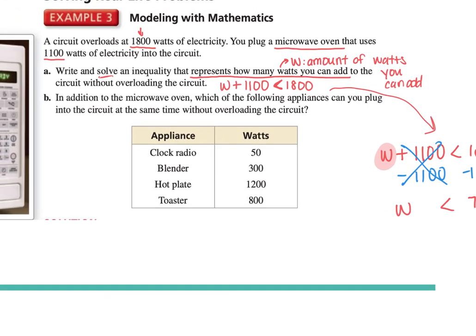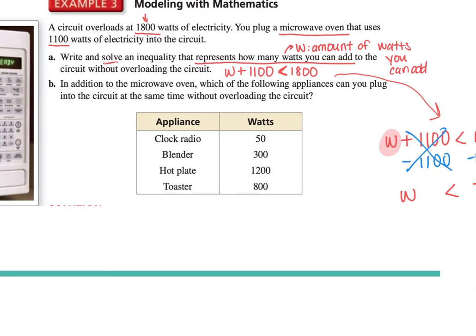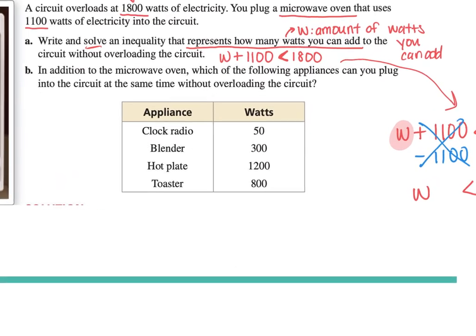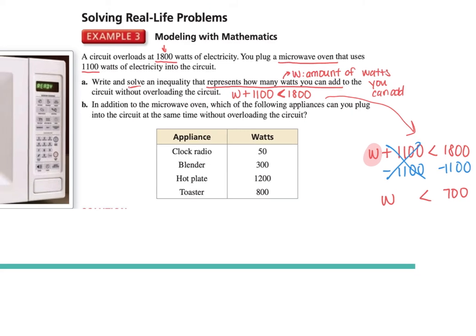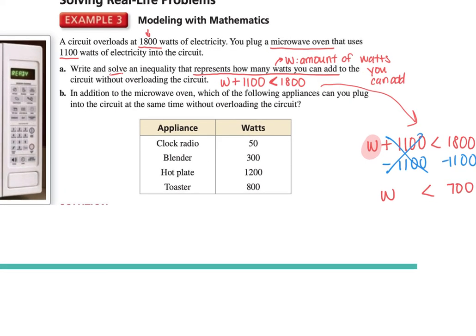You need to write and solve an inequality that represents how many watts you can add to the circuit without overloading the circuit. I saw in a lot of our quizzes, people are refusing to do the extra step, and you're losing points for it, okay? So, in addition to the microwave oven, which of the following appliances can you plug into the circuit at the same time without overloading the circuit, okay?